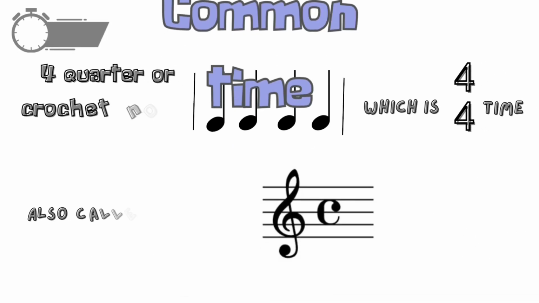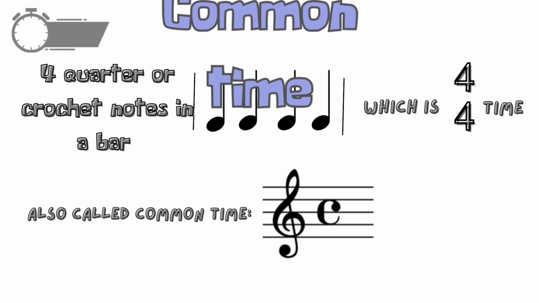So a common time signature is 4/4 time. It's also sometimes just shown with a C because it's that common, okay? So if you see that, a C, instead of where the time signature should be, that means it's in 4/4 time. Okay, so 4/4 is when 4 crotchet notes are in a bar.